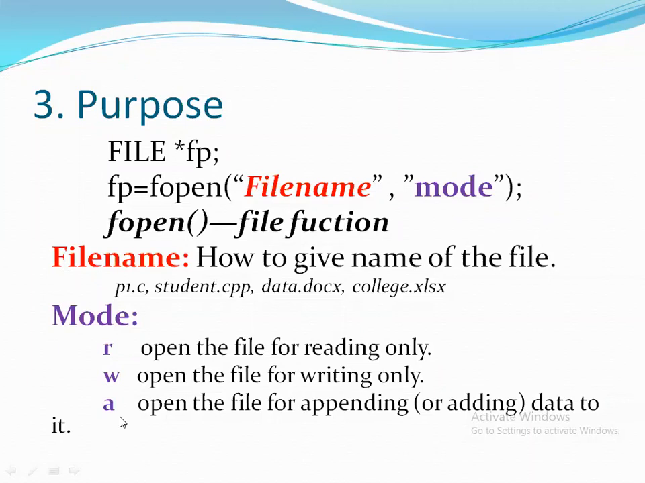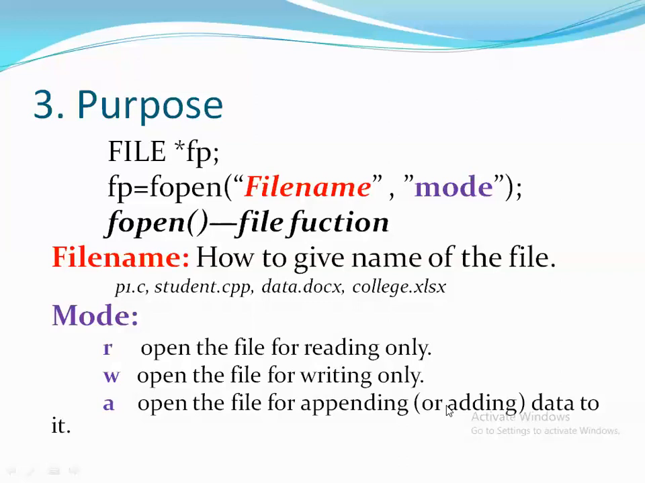Okay. Next, if you want to type any information into that file, that is the writing purpose. Or if you want to add some more information at the ending of the file, that is called appending. What is appending? How to add some information after the last line of the file.